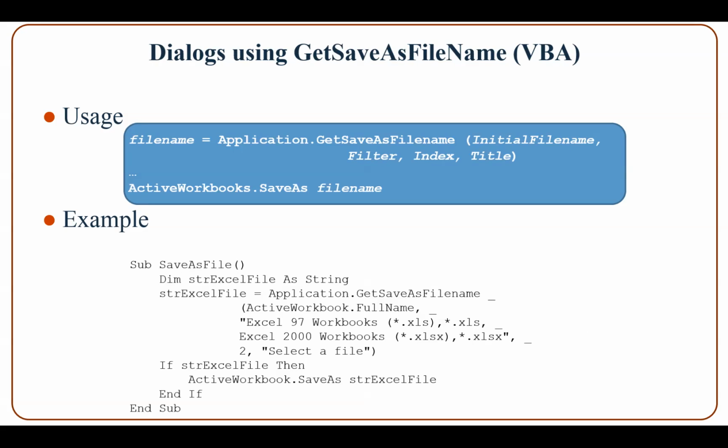To open the GetSaveAsFileName dialog, you call the GetSaveAsFileName method of the application object, and once you have the file name, you can save the file as that name. The code is very much similar.